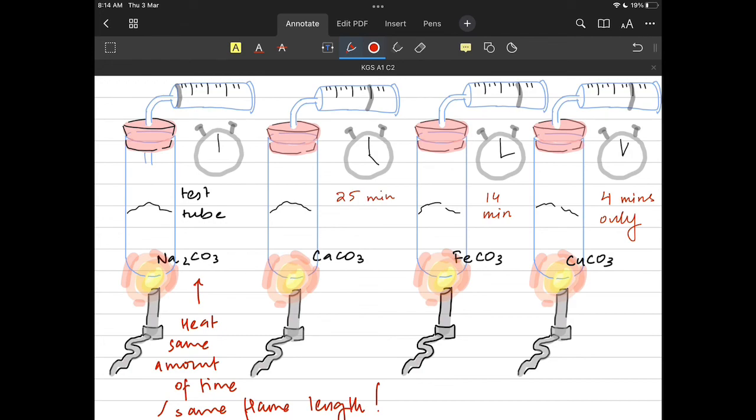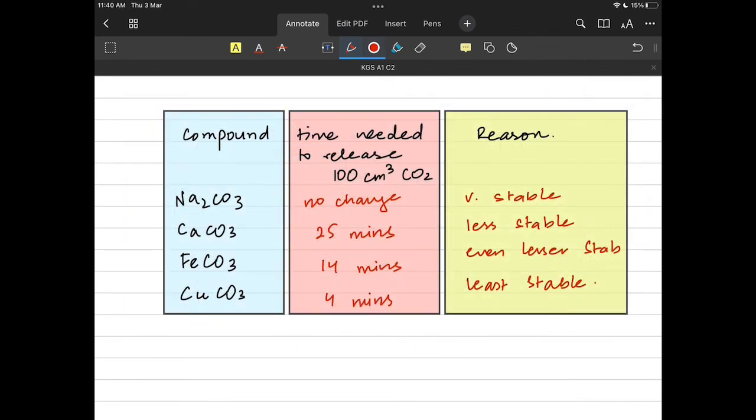Why is that the case? Because copper carbonate was so unstable that it only took 4 minutes to decompose, but calcium carbonate was higher in the series, so it was a little less stable and it took more time. So the time required also depends on the position of the metal. If a metal is higher in the series, its compounds are stable. If a metal is lower in the series, its compounds are unstable and will decompose really quickly.